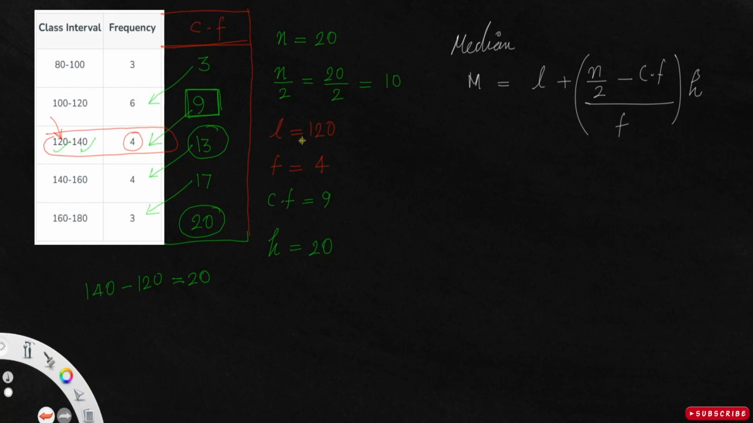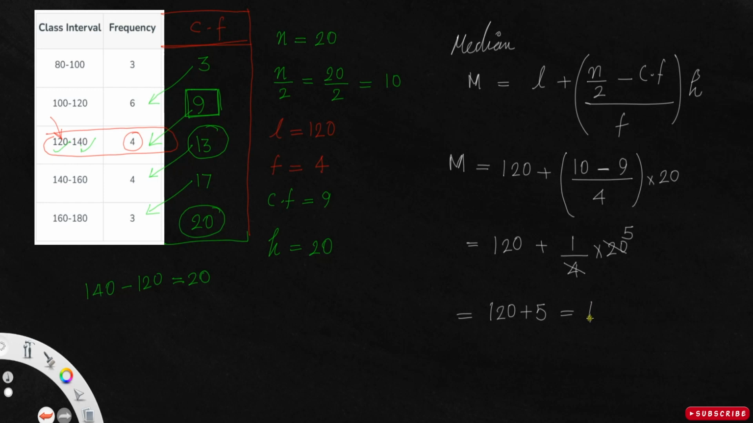Now let me plug in all these values in median. So M is equal to, we have L equal to 120, 120 plus n by 2. How much is n by 2? That's 10. 10 minus cumulative frequency 9, divided by frequency 4, into 20. Okay, so 120 plus this one is 1 by 4 into 20. And you can cancel this 4 and 20. The answer will be 5. So 120 plus 5 will give 125. So the median of this class is 125. Clear?